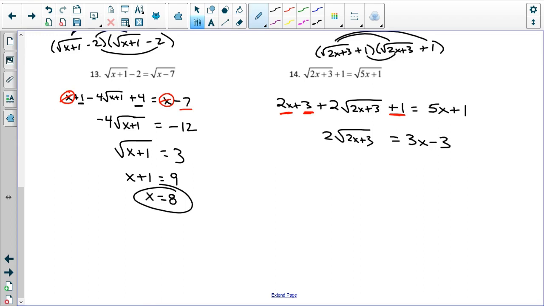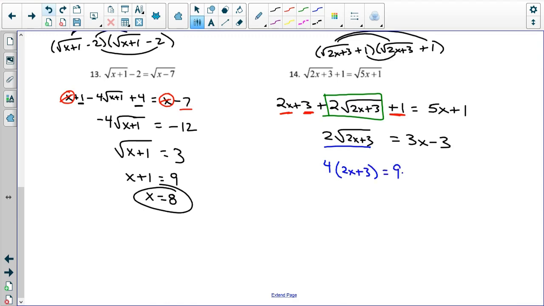Notice, I need to make sure that I take care of the fact that the order of operations is still important. I can't do 3 plus 2. The 2 times the square root is happening first. That's order of operations, so I have to make sure that I am diligent about that. Now I'm going to square both sides again. Remember, 2 squared is 4, and the square root of 2x plus 3 squared is just 2x plus 3.